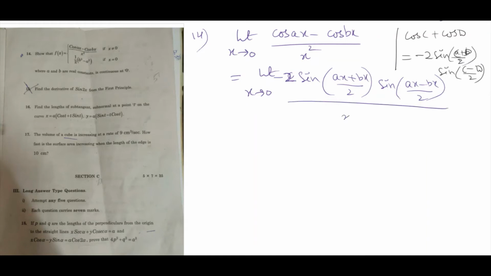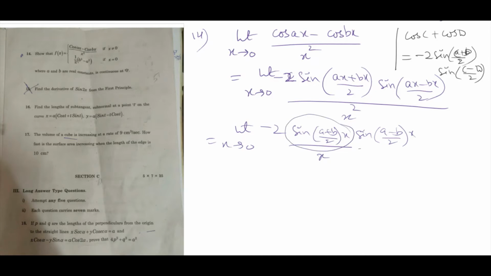divided by x square. That equals limit x tends to 0, minus 2 into sine of a plus b by 2 into x into sine of a minus b by 2 into x. Give this x to one sine here and one more x to one sine here. So from the standard formula of limits, limit x tends to 0, sine of kx by x equals k. That equals minus 2 into a plus b by 2 into a minus b by 2.